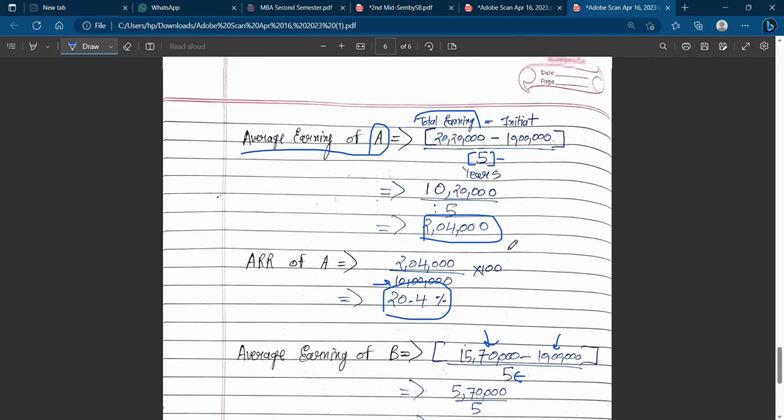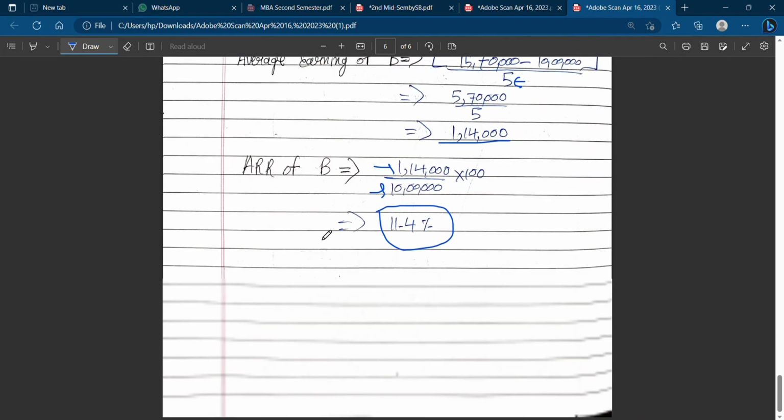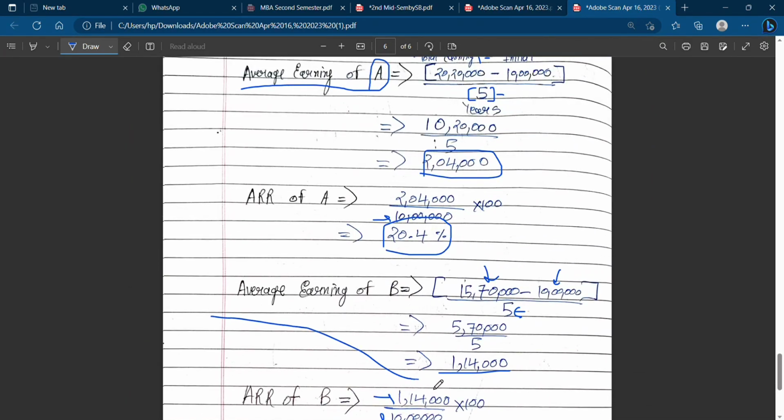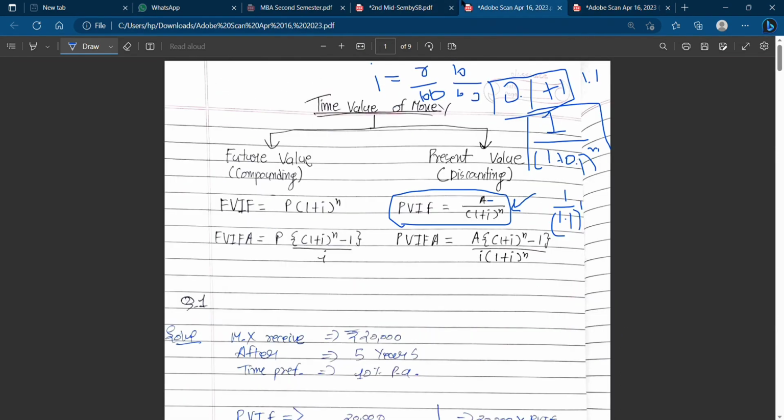The greater percentage means the better project. So according to all the methods, we can conclude that project A is better than project B. So here I will end the class.